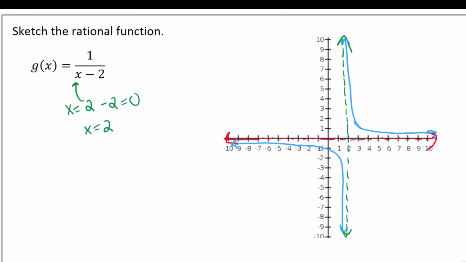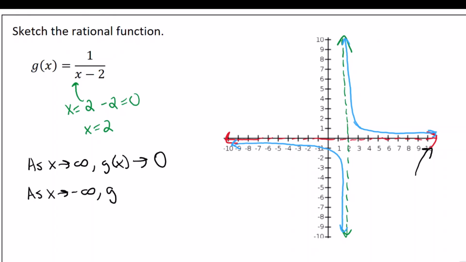And then for g of x, I'm going to go ahead and write as x approaches positive infinity, g of x, our y values approach, again, our horizontal asymptote. In this case, it was 0, so we're going to put in 0 there. And then as x approaches negative infinity, so this is going to be the left side of our graph, g of x, our y values, again, will approach that horizontal asymptote, which is 0. It's always going to be that same value, the horizontal asymptote.